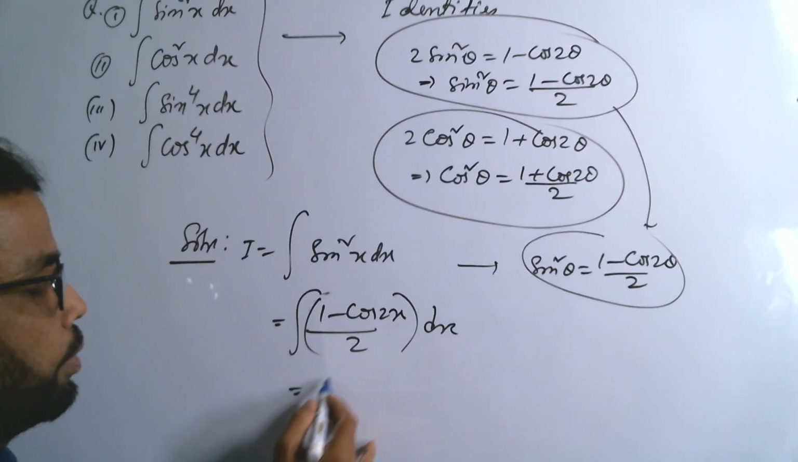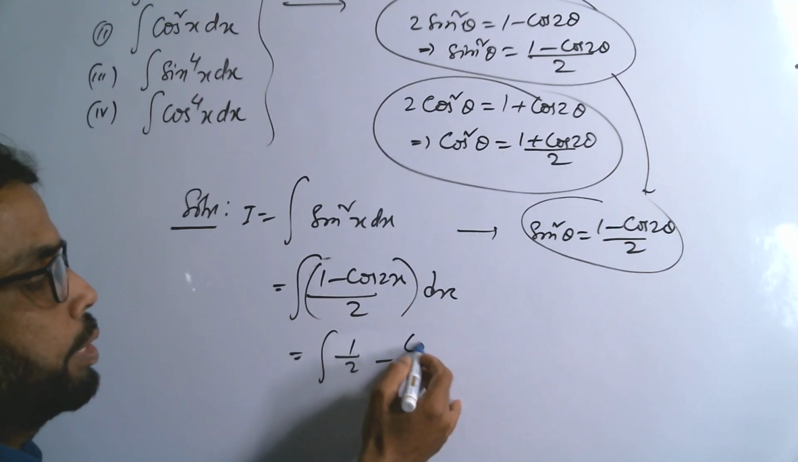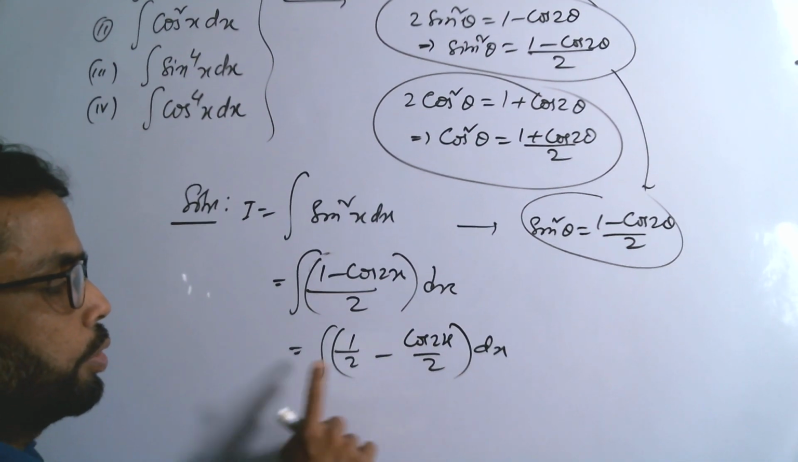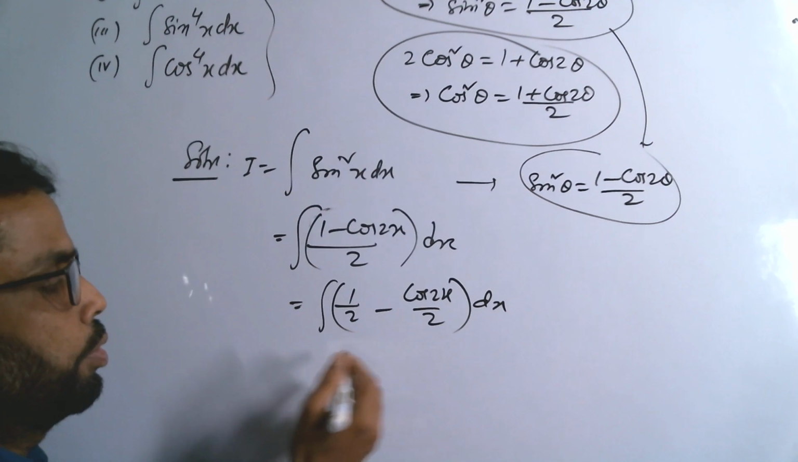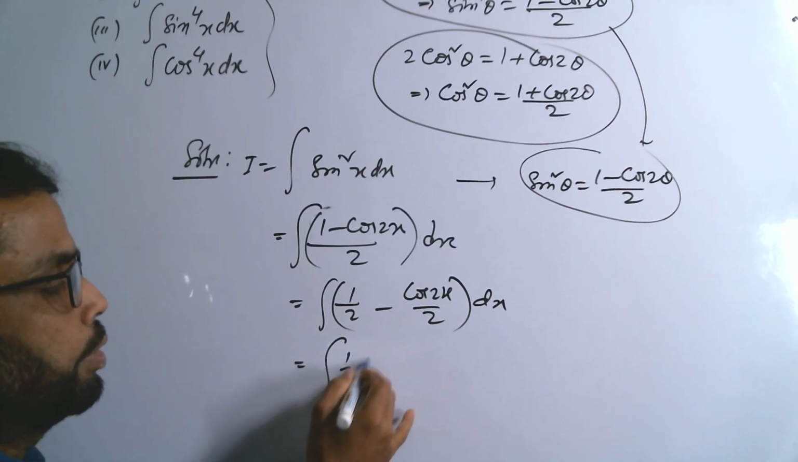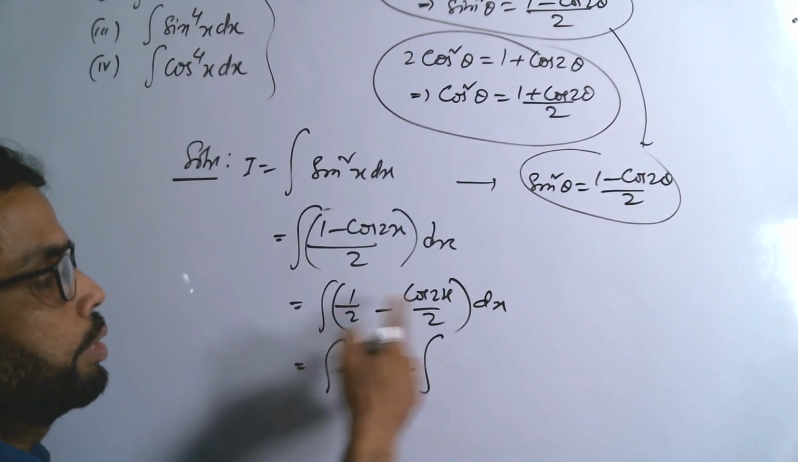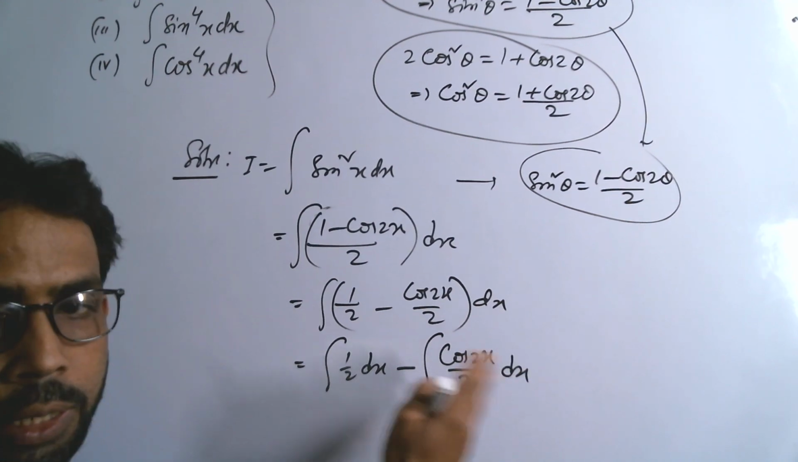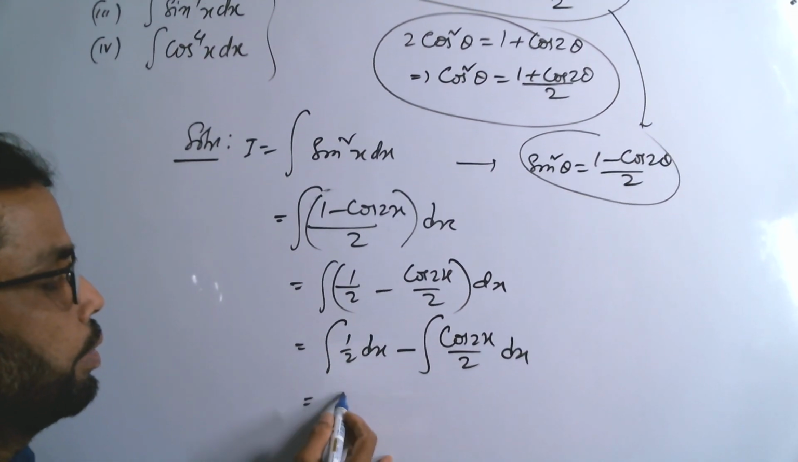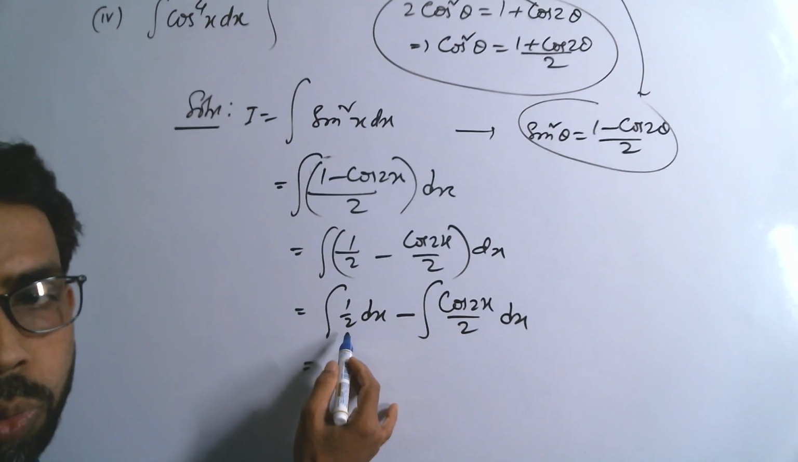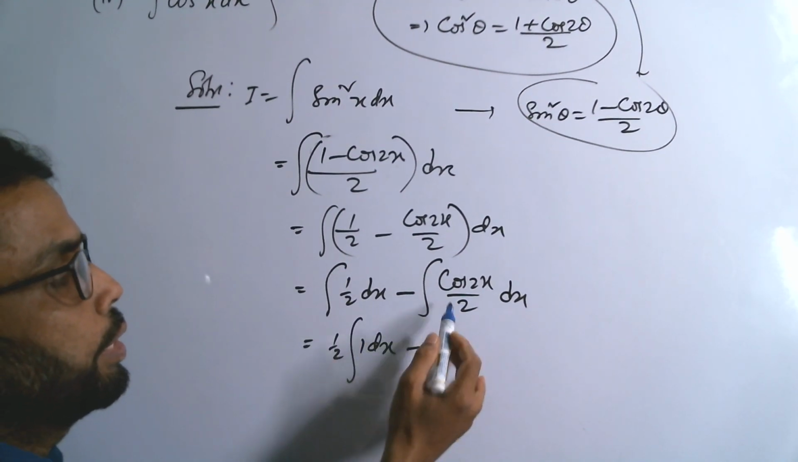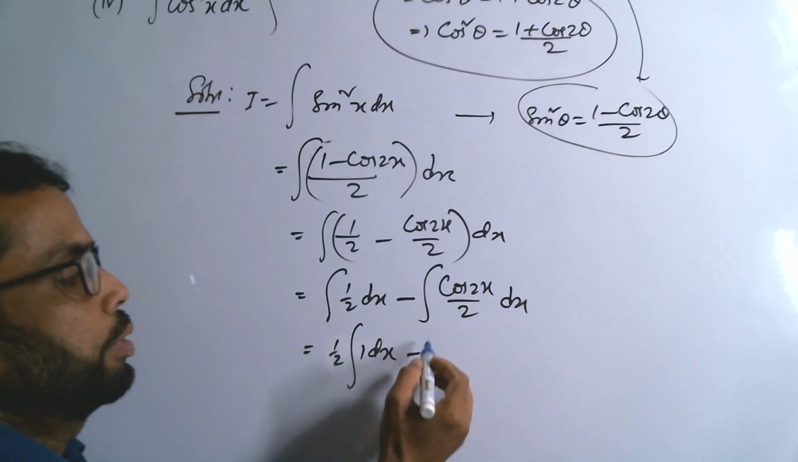Now we'll separate. We can split into 2: 1 by 2 minus cos 2x by 2. And then integration of first minus integration of second. Completely we'll separate. The two terms are completely separated under two integrals. And here this 1 by 2 is constant. We can take it out common. Will remain 1 dx. Here also 1 by 2 is constant. We can take it out.